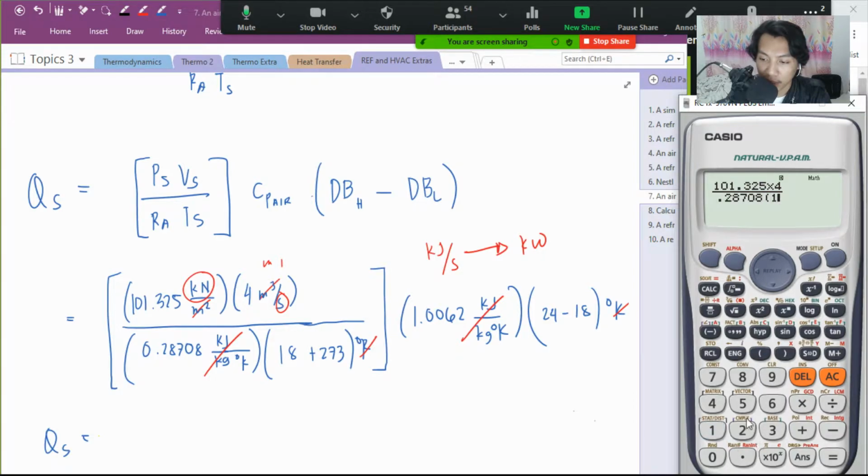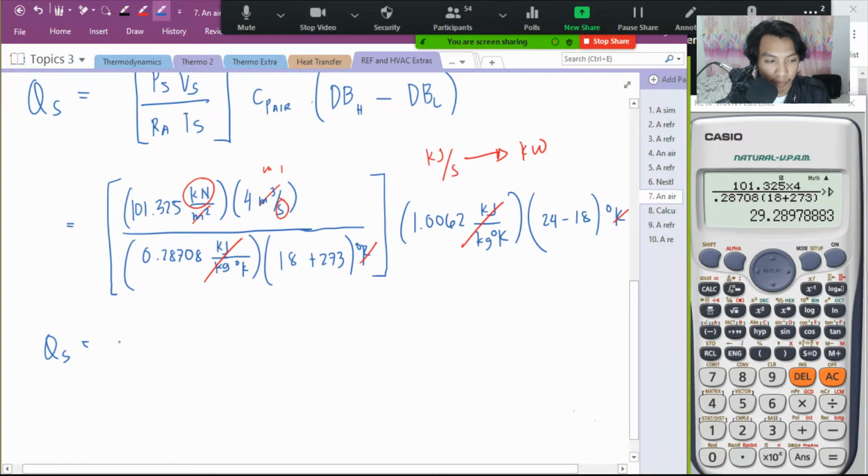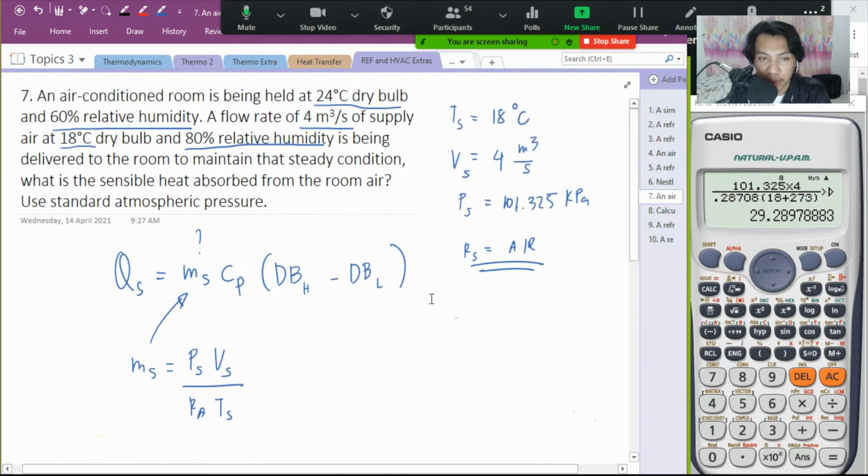Tapos, multiply natin ng 18 plus 273. Apply nyo tong way of solving ko. 24 minus 18, I think that is 6. That is 29.29 kilowatts. Ayos ba? Napakadali lang ng ating ref and air conditioning. Ginagamit nyo lang yung mga fundamentals ng thermodynamics.